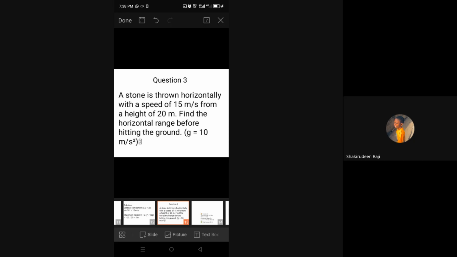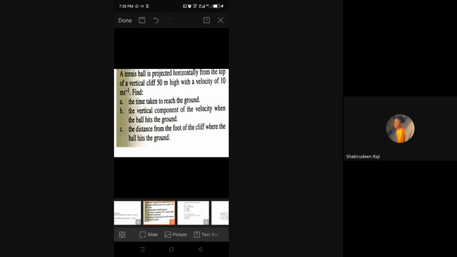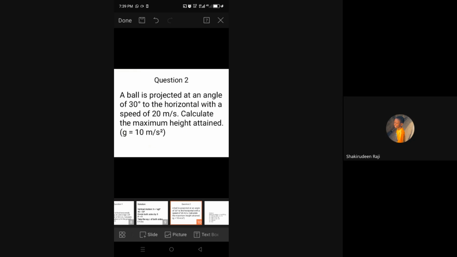I hope you know that without time, you can't answer the question. If you go back to the first question we solved, you discover that they first of all asked us to calculate the time taken to reach the ground. If there is no time, you can't answer the third question. The question they're asking you now is similar to this third question, the distance from the foot of the cliff, but you need to solve for time first. Are you with me? Yes. Okay, so solve for time first.